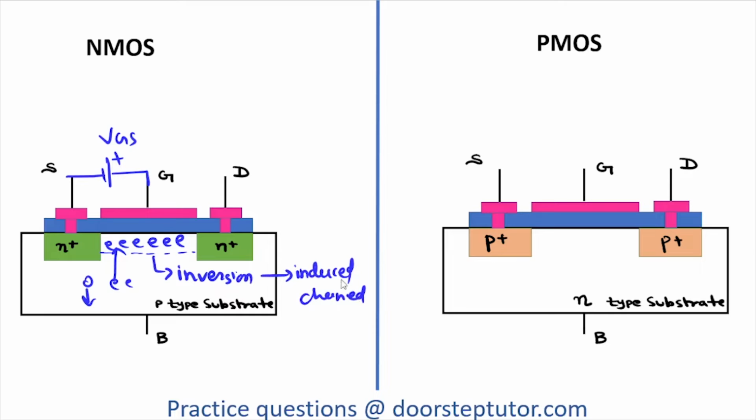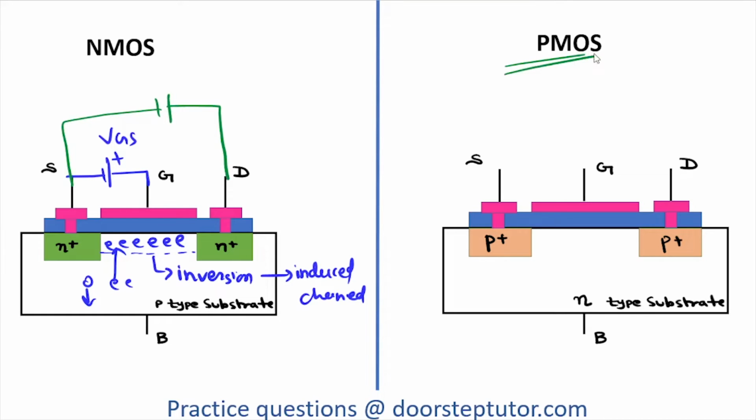So if VGS is greater than VT, that is the threshold voltage, then the inversion layer will be formed due to the minority carriers, that is electrons, of the P-type substrate. And if we connect some positive voltage to the VDS, then the current will start flowing.